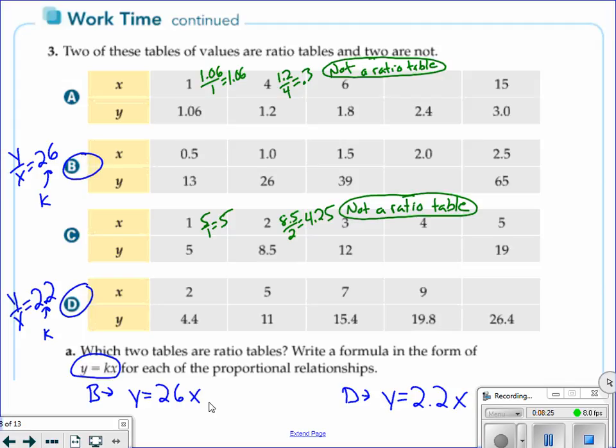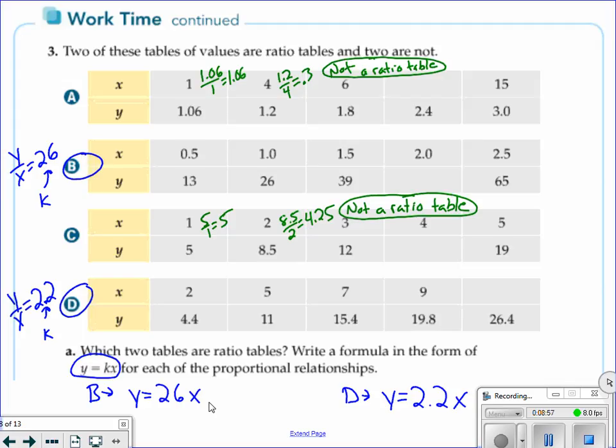For B, if I do y over x, every time I'm going to get 26. So 13 divided by 0.5 is 26. 26 divided by 1 is 26. That's going to be the same for each one. For letter C again, for the first one, y over x, 5 divided by 1 is 5. But as soon as I do the next one, 8.5 divided by 2, I get 4.25. So that tells me it's not a ratio table because I got two different solutions for k, and I can only have one.